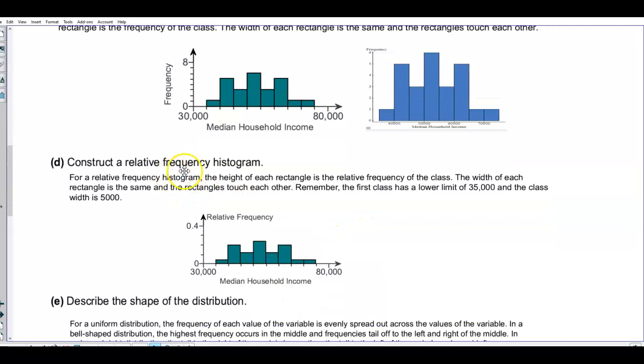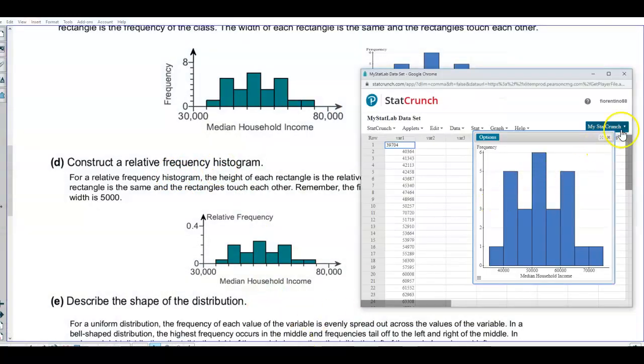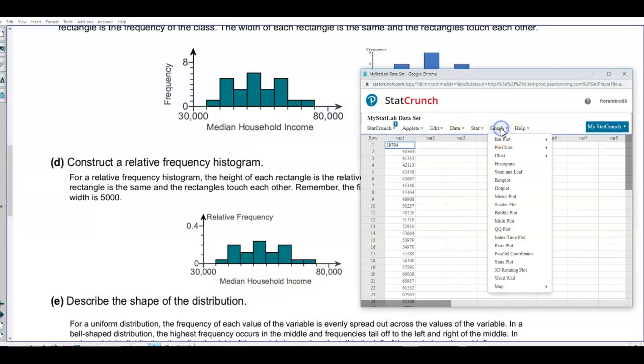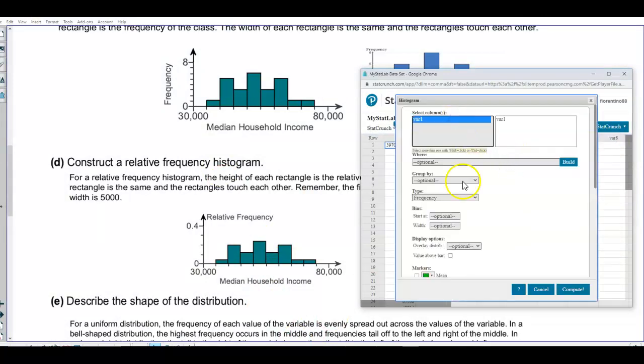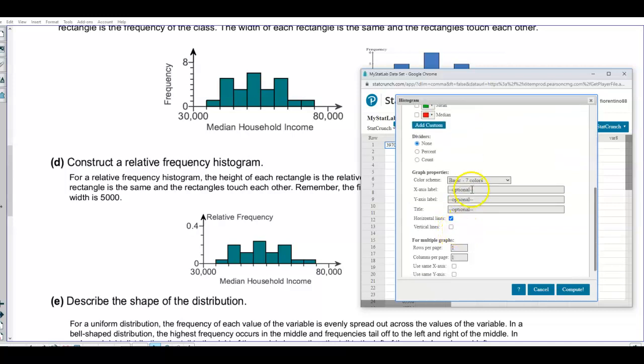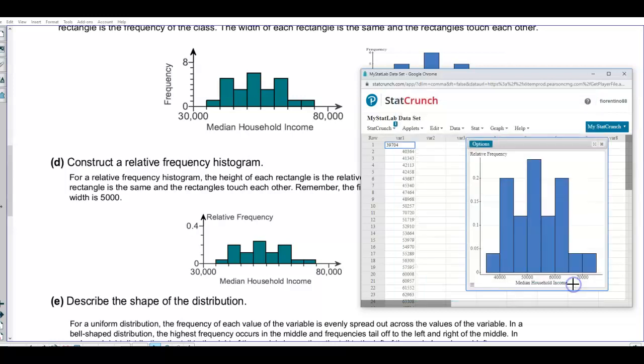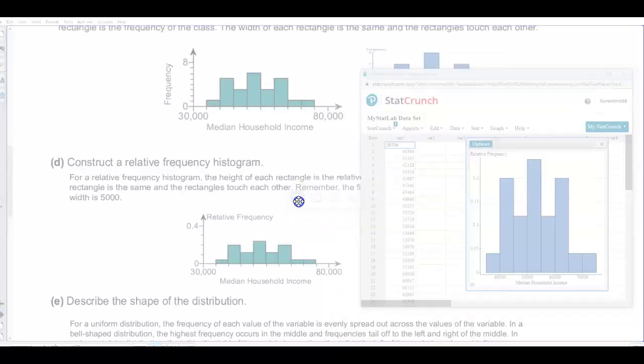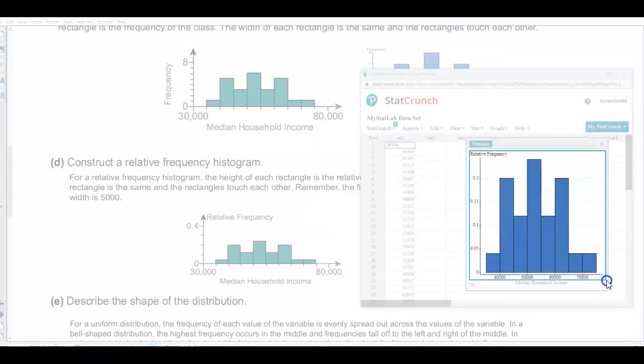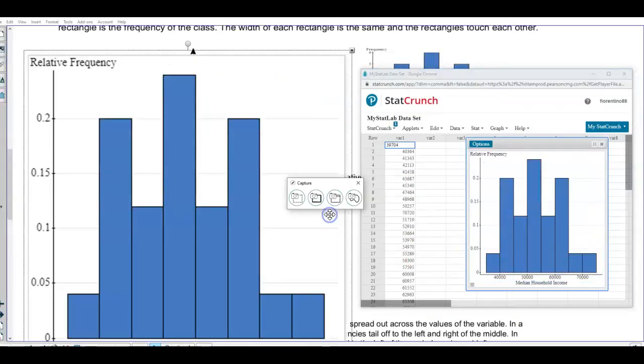Now let's create our relative frequency histogram. We're going to go back to StatCrunch and graph the relative frequency histogram, with a 35,000 starting point and a width of 5,000, and again the median household income. Go ahead and compute that, and then we're going to copy that. So let's go ahead and do that.